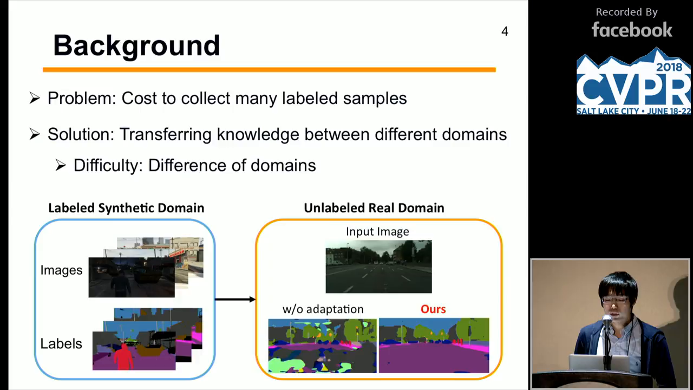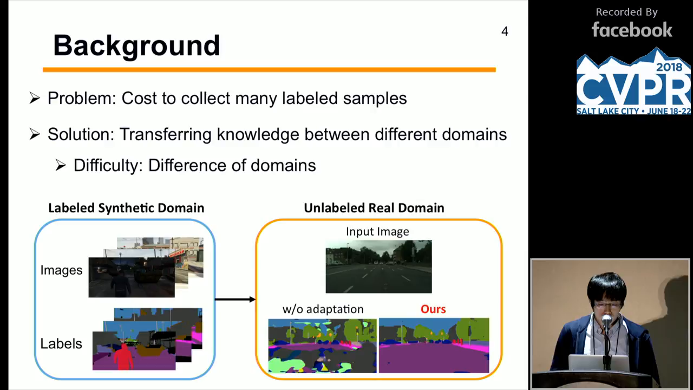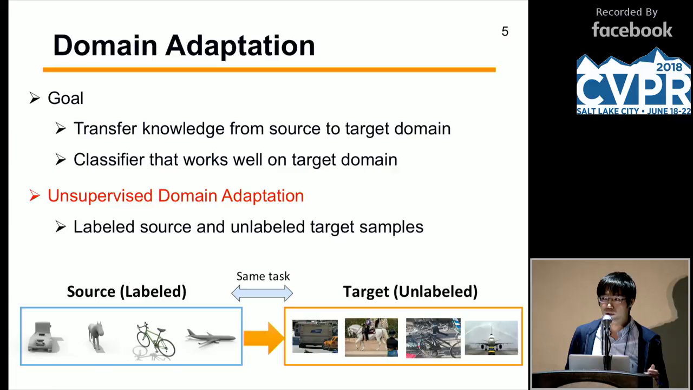A proposed method to bridge the gap between the domains is effective for this kind of situation. I'd like to look into our method, providing some background and related work in the following slides. Domain adaptation research tackles the difficulty of transferring knowledge between different domains. So we aim to train a good classifier that works well on the target domain. The target domain is a label-scarce domain, and the source domain is a label-rich domain. So basically, the task in source and target domain is the same one.